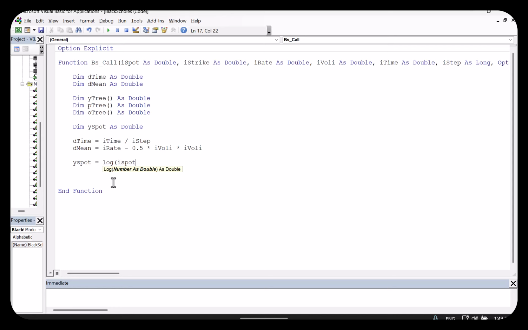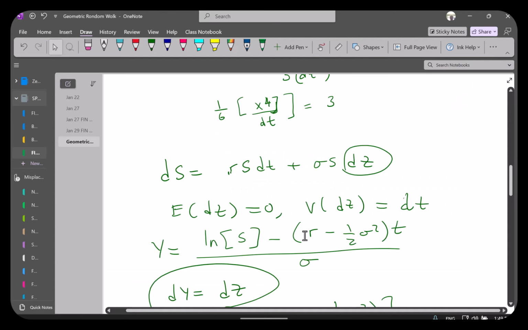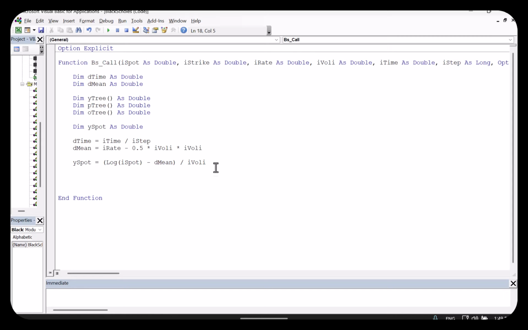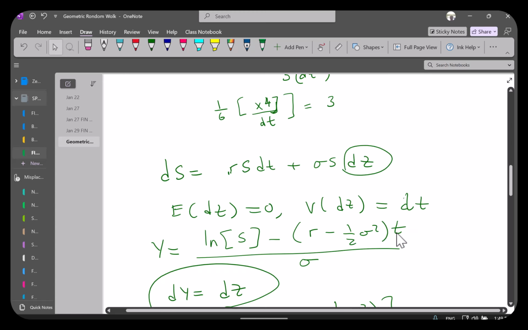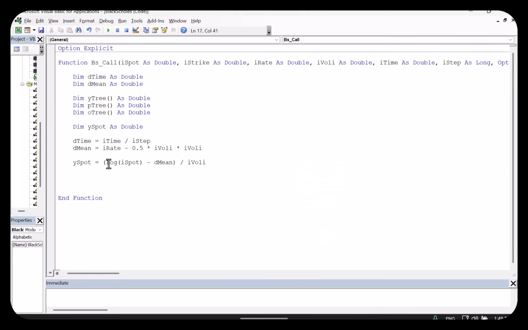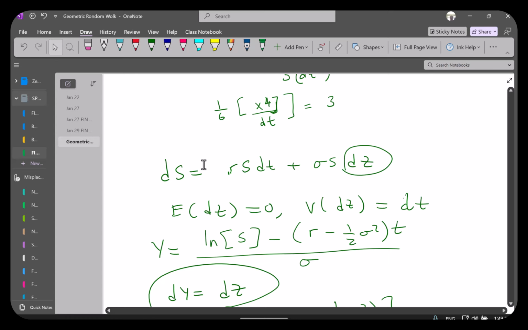Log I spot minus d mean, the whole thing divided by sigma, which is my I volley. This whole thing is d mean. Actually, in this case, I'm multiplying it with t, so it's just log of I spot. Because initially t is 0, right? I'm at time 0.